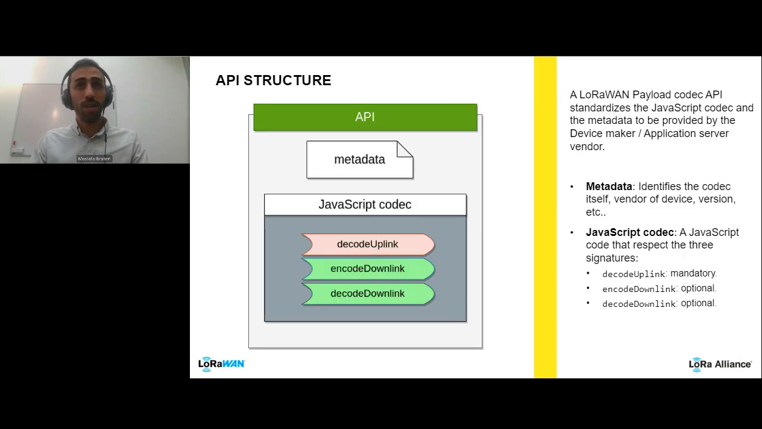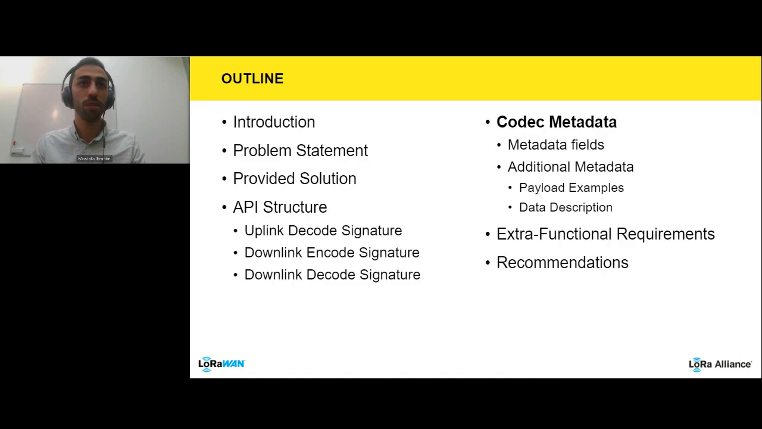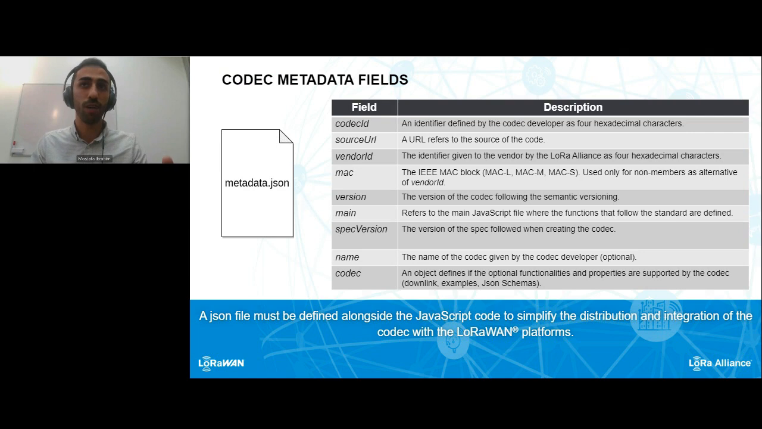Going back to this slide, we said that the API is not only standardizing the code, the JavaScript code, but also the metadata. So what's the metadata? The codec metadata includes the main file that has some properties, some fields of information that are needed to identify the codec, and also some additional metadata such as examples and data description that are recommended. So what's the main file? Actually, it's a JSON file, and it has the information that helps using the codec with different runtime environments.